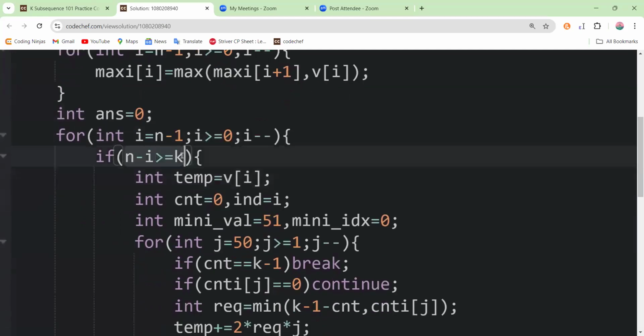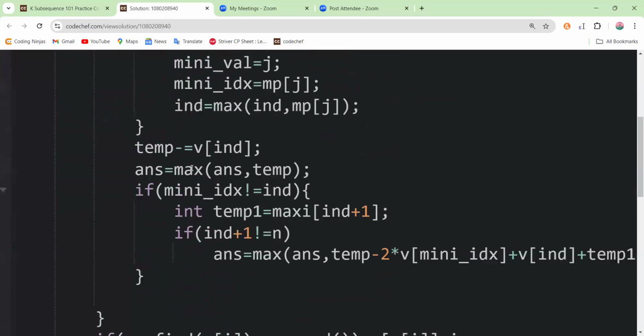If my value of n minus I is greater than equals to k, then only by taking this I as my first element will I be able to construct a k length subsequence. Agree? Minimum length that I need is k. So only if n minus I is greater than equals to k will I be able to construct a k length subsequence. Otherwise, I will not be able to do so.